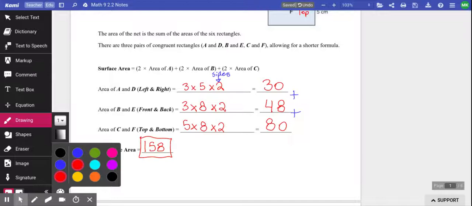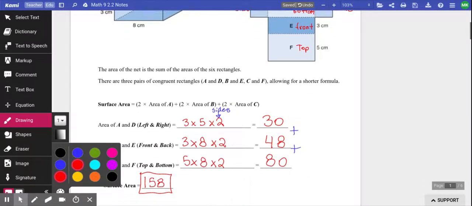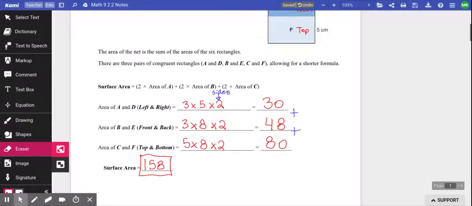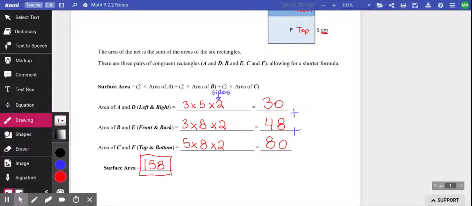Would that be centimeters squared? That's a good question. So I don't really care about the units. However, if you want to know how to do the units, that's smart. It's going to be the same thing that you have in the question, which in our case is centimeters. And if it's area or surface area, it'll always be that thing squared. So it'd be centimeters squared. For sure.